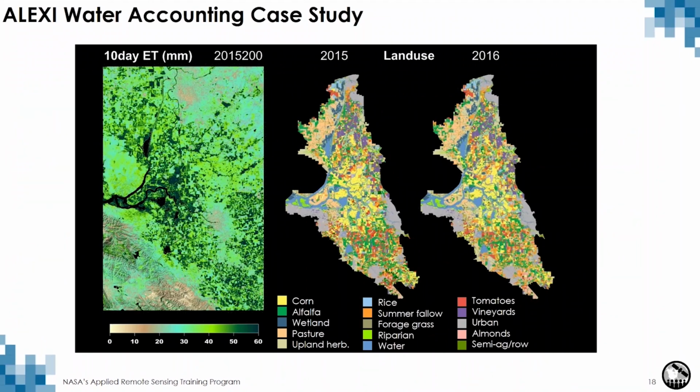And you see it in the legend that we have everything from corn to alfalfa to tomatoes to vineyards to almonds to fields that have been fallowed or not being used that season. And then an estimate of our ALEXI evapotranspiration for a 10-day period during the peak of the growing season. This shows you that certain crops use a lot more water than other crops, and that's really where water accounting comes into play, of trying to understand the dynamics of how much water is being used and for what.